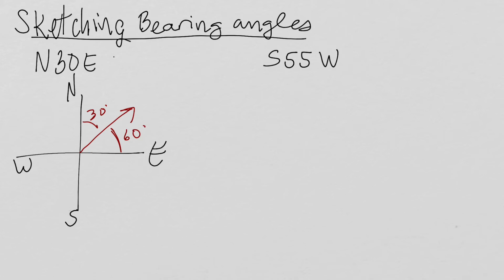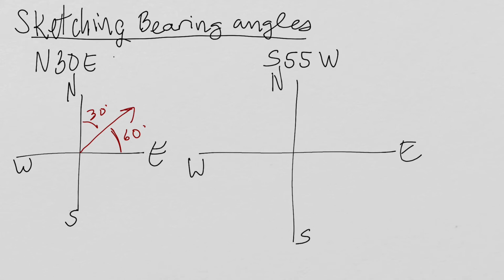The next one here, south 55 degrees west. Let's make our never eat soggy waffles. So we're going down south, but towards the west by 55 degrees. So the 55 degrees is going to go here. And what's left out of the 90 is 35 degrees there. All right, this is going to be helpful when we start doing these airplane problems.